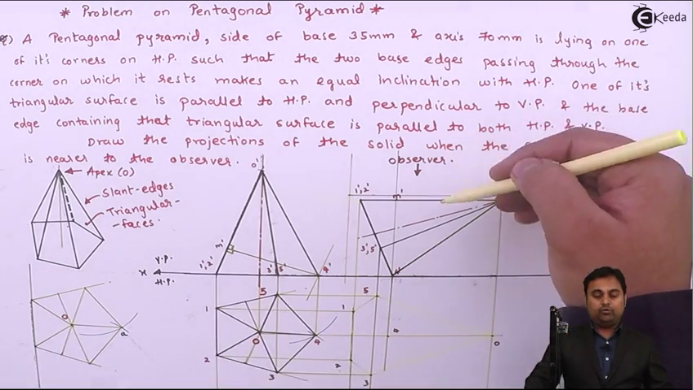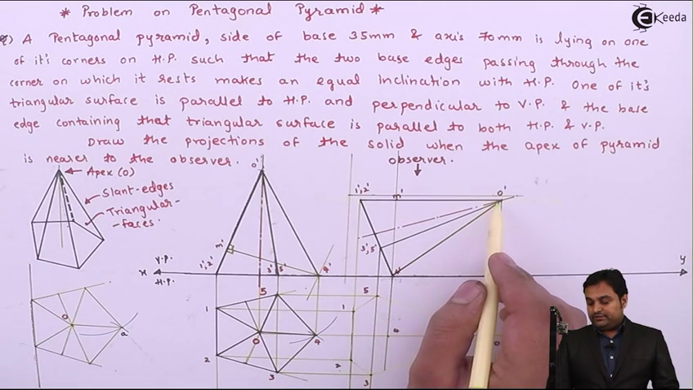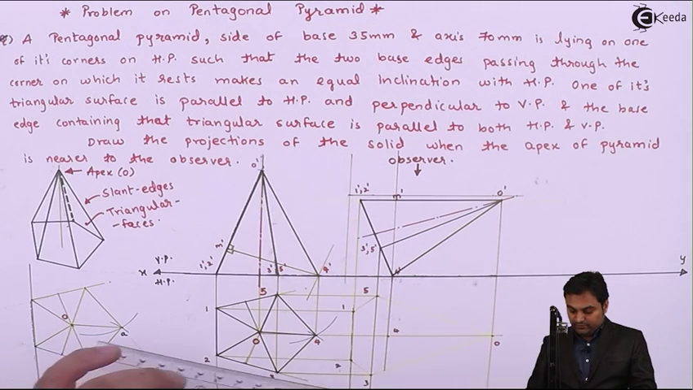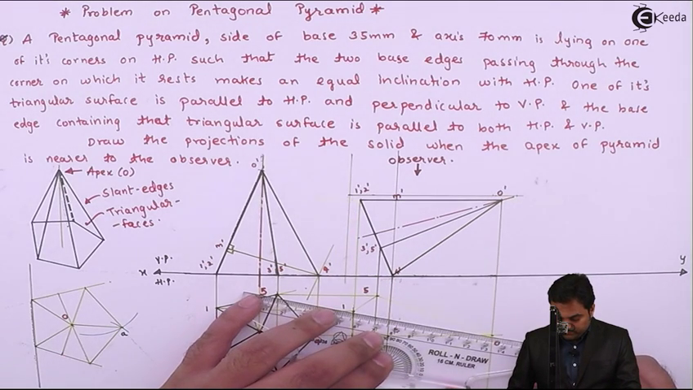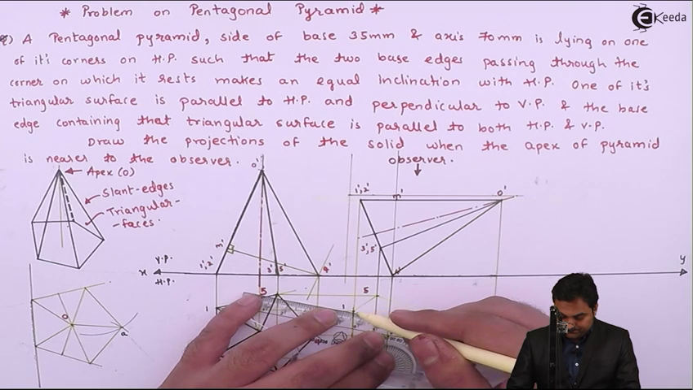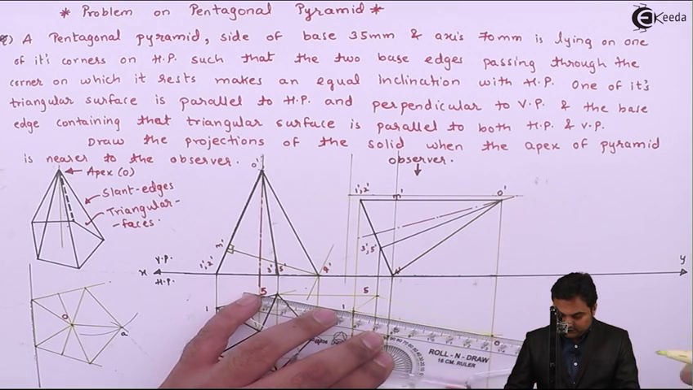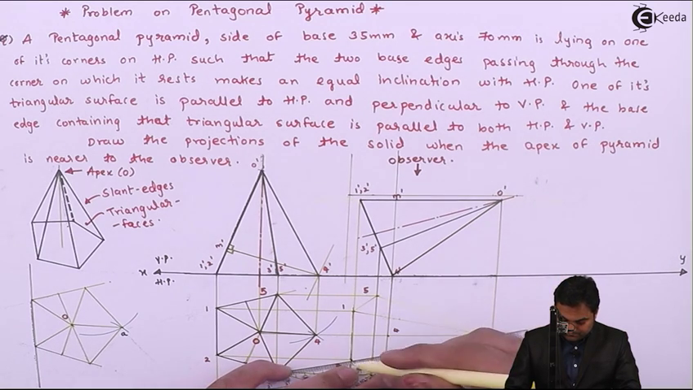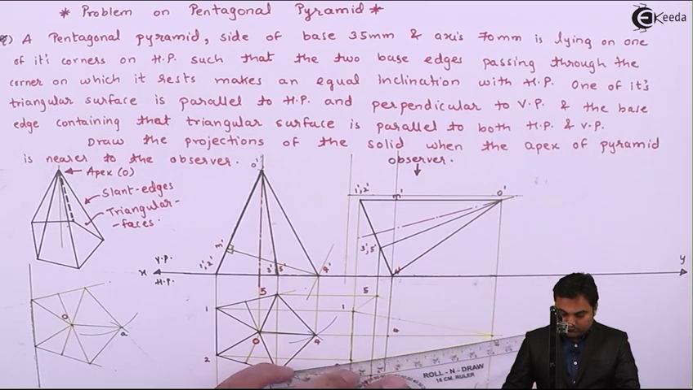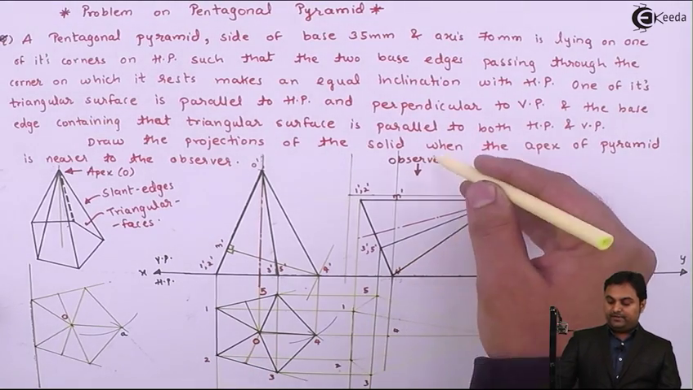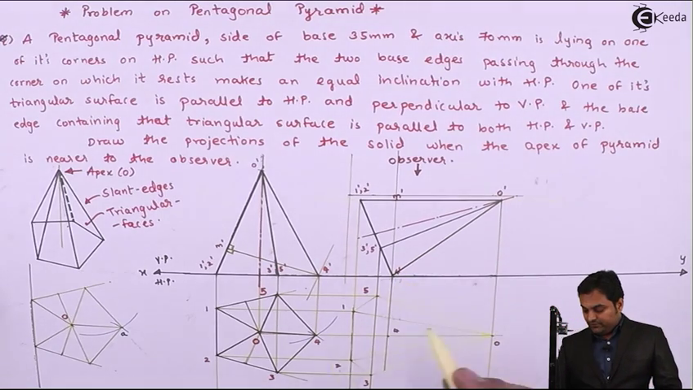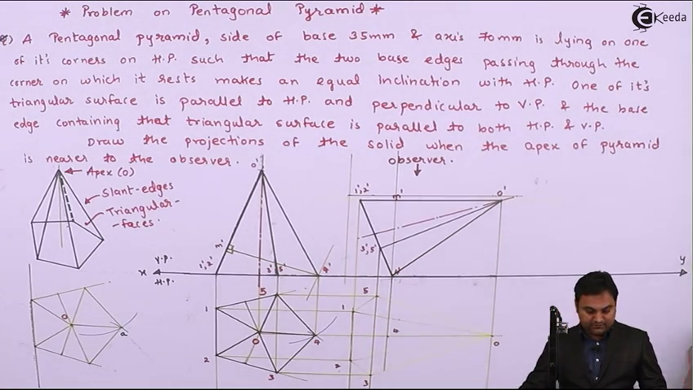Then when an observer is looking from the top, the triangular face O dash, 1 dash, 2 dash is closer to observer, so it will be seen. So connecting O to 1 with the help of a solid line. Similarly connecting O to 2 with the help of a solid line. Now only point 4 is that which is going behind the observer, so the edges connecting point 4 will be hidden. First I'll draw the visible portion of this pyramid.